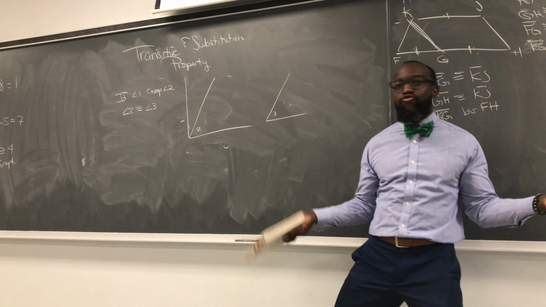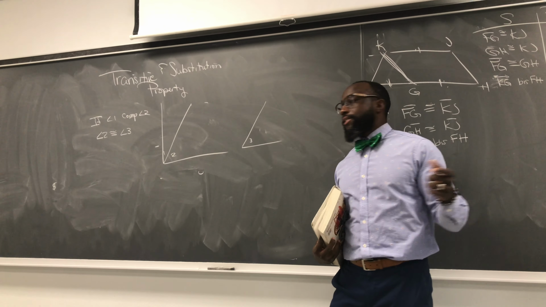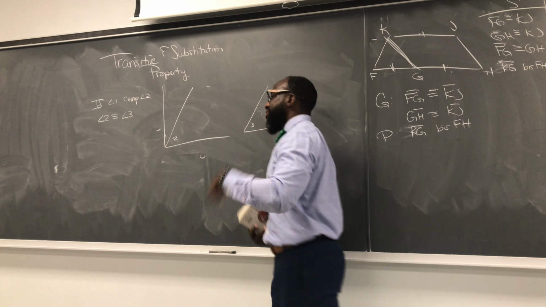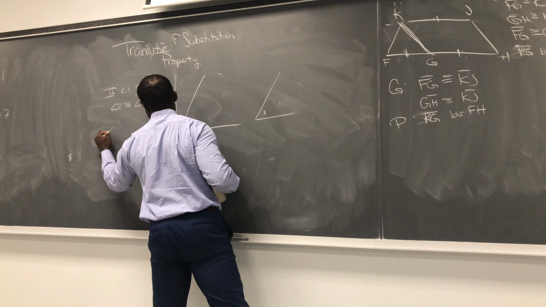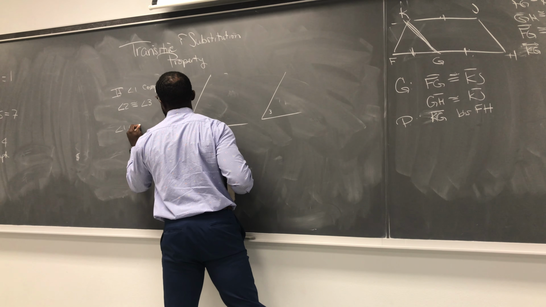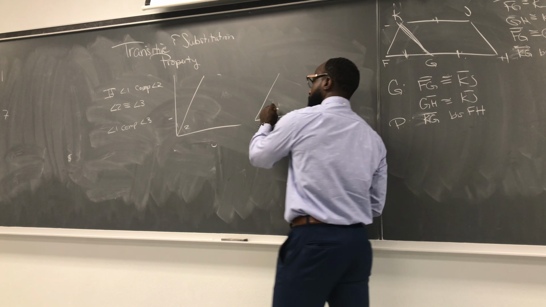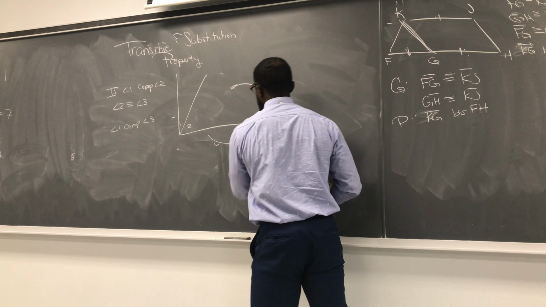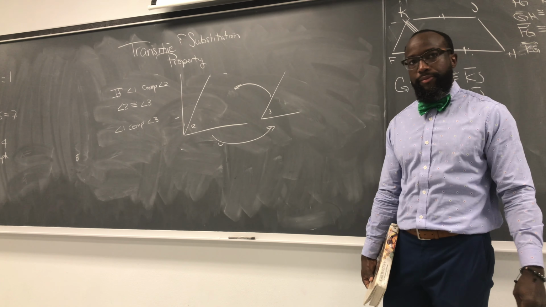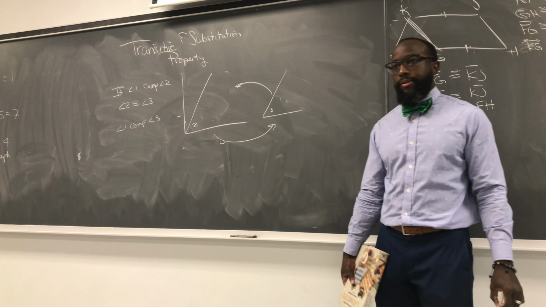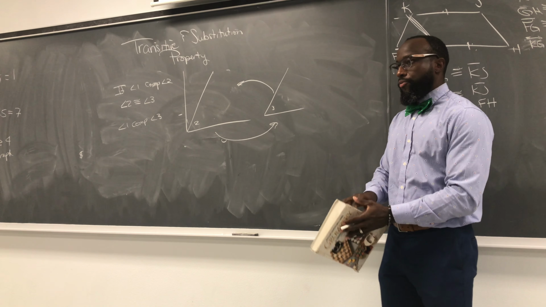what can you conclude? Yes, Josh. Angle one is complementary to angle three? Yes, sir. Then angle one is complementary to angle three, because these two are the same. So this can be substituted in for two. That's substitution property. Okay?